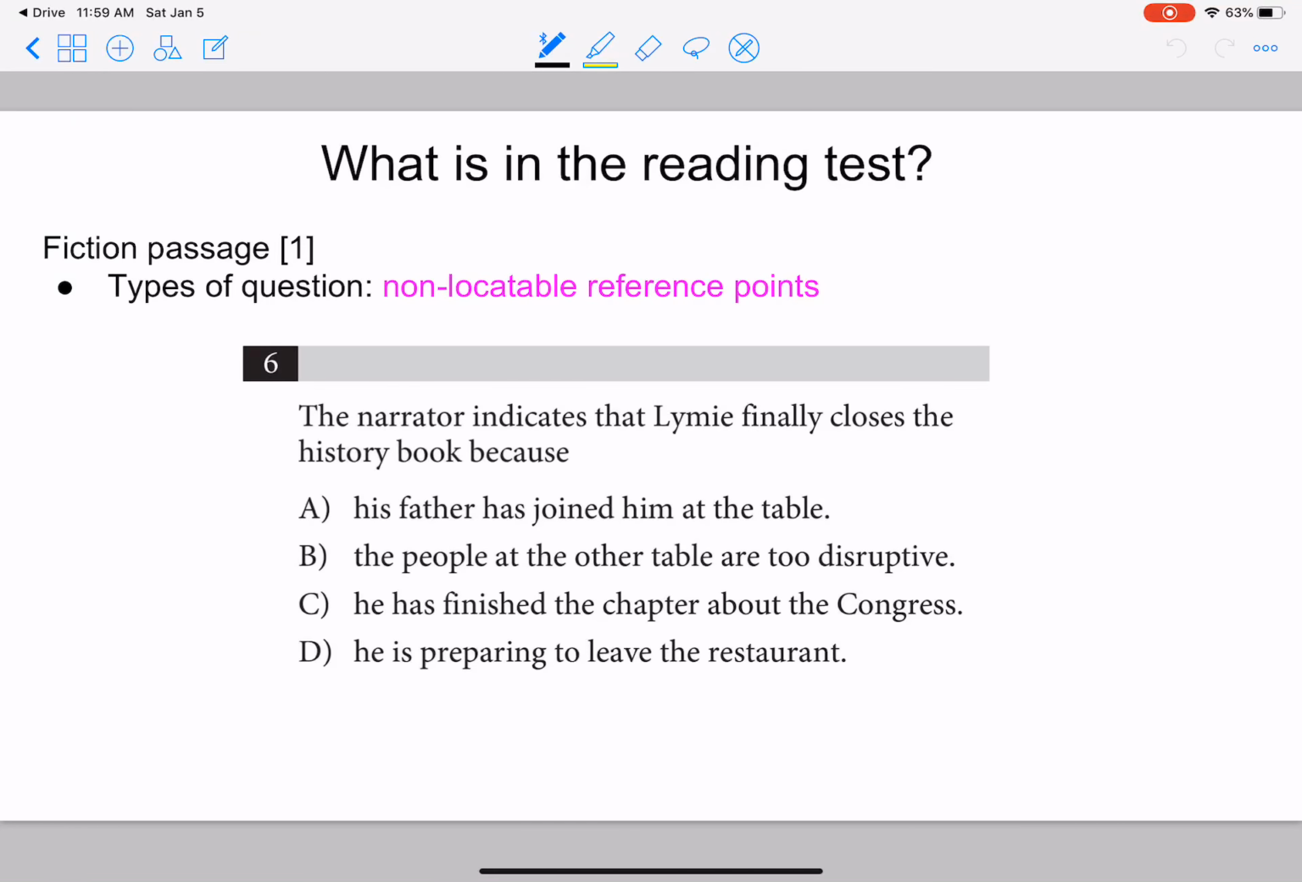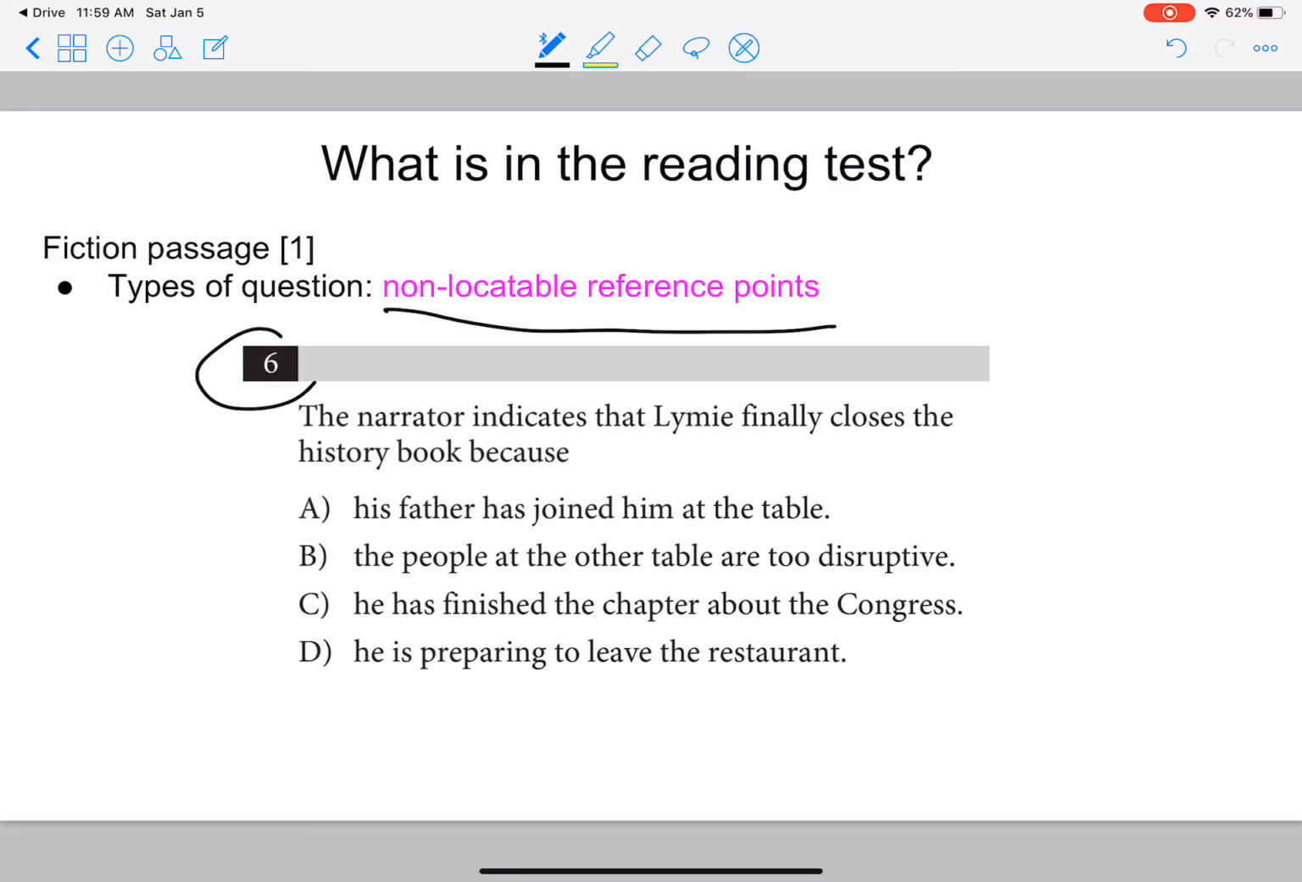And then the fiction passage is also going to include non-locatable reference point questions, and I call them this because they are similar to the locatable reference point questions, in which there's a specific place where the answer is going to be. It's not like you need to read the whole passage, like there's a very specific place where the answer is, but the question itself doesn't give us the specific place.